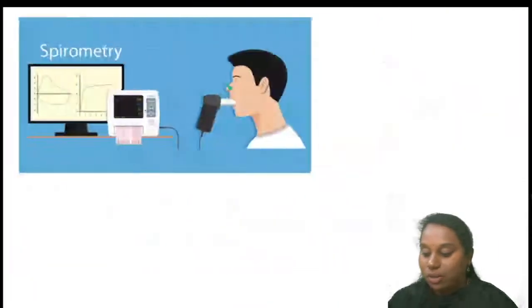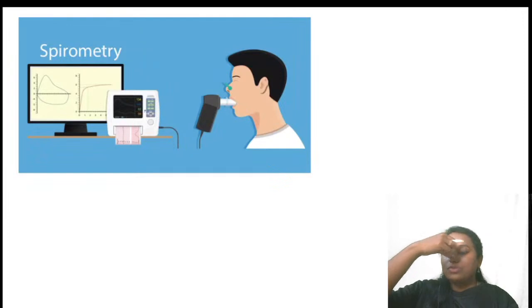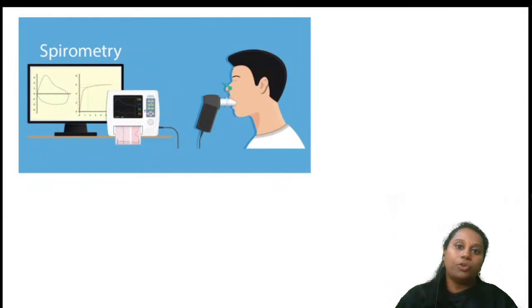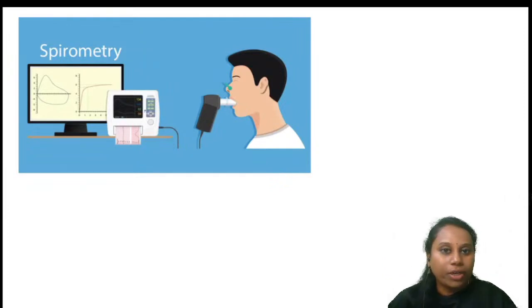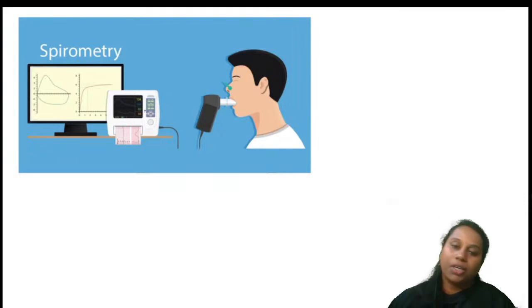The technique is called spirometry. It's a tube which you put inside your mouth. With a nose clip, you close your nose, you breathe into the tube. The tube is connected to the monitor, and as you breathe into the tube, the monitor will draw the curves for you. This is called spirometry. By spirometry, you can measure all volumes and capacities except one volume.